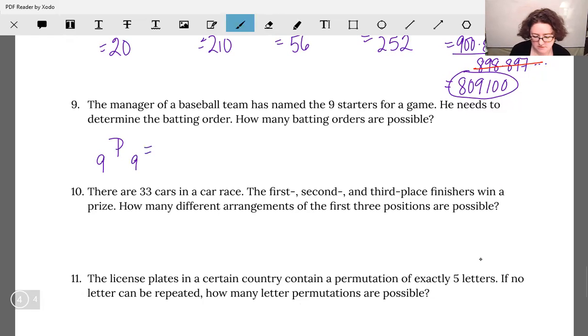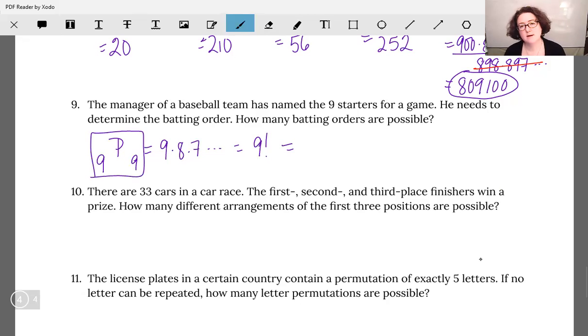In other words, 9 times 8 times 7 all the way down. Same thing as 9 factorial, in fact, if we want to use it that way. Or you could literally just plug 9P9 into your calculator. And you'll be surprised, you actually get a large number of combinations. There are 362,880 ways to arrange those 9 people in order.